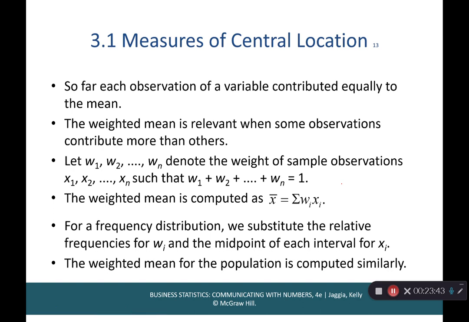Another measure of central location is the weighted mean. This is when we have a reason to believe that some observations carry more weight than others, and so we want to apply that weight to make sure we get the correct estimate of the center. As far as a formula goes, we give each of our weights, represented by W1, W2 up to Wn, and then we have each of our observations x1, x2, up to xn. The only rule is that if you add up all your weights, you should get a percentage of 100%.